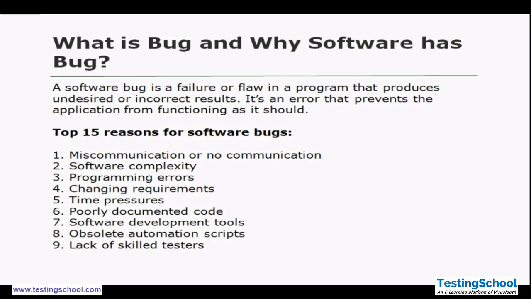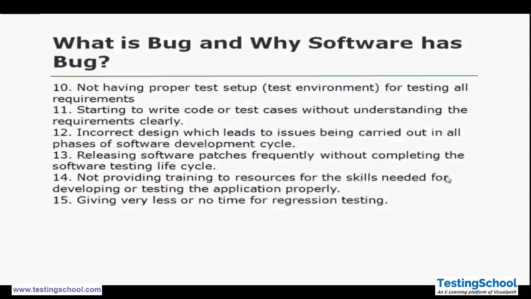Time pressure gives you bugs because you leave certain small issues. Then poorly documented code, software development tools not being available correctly, and obsolete automation scripts. Then the lack of skilled testers. If we have only freshers in the team, they might leave some issues, so we require some freshers and some number of experienced candidates for our testing team. Then we don't have the proper setup for the testing environment, and that can leave certain issues.